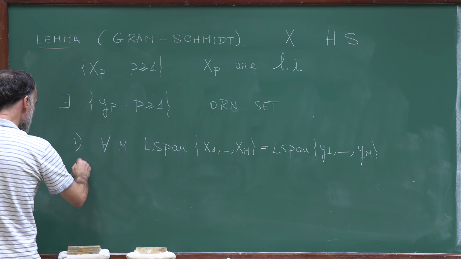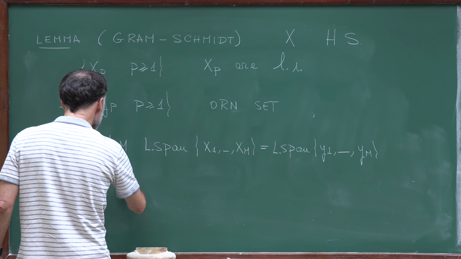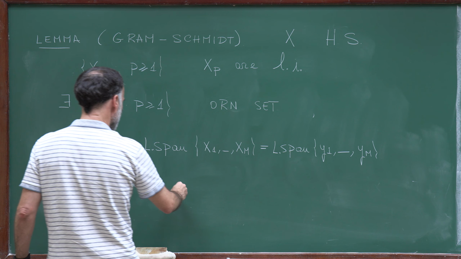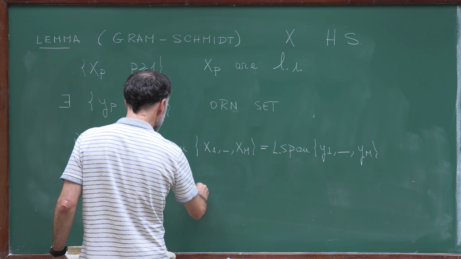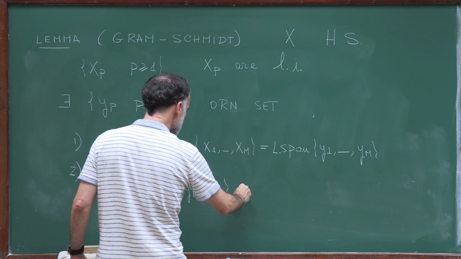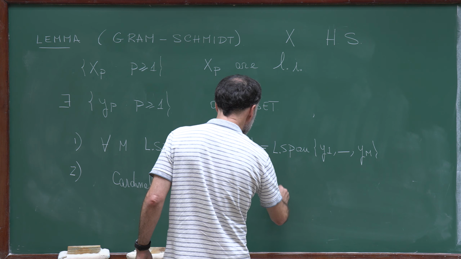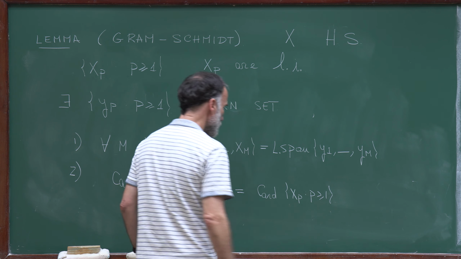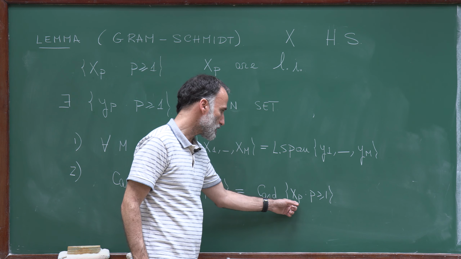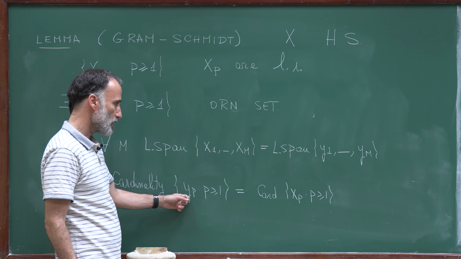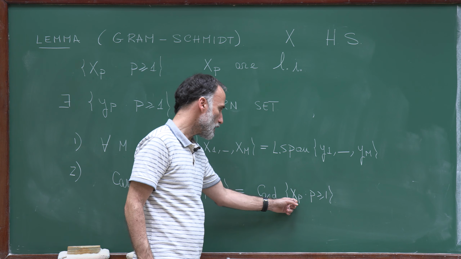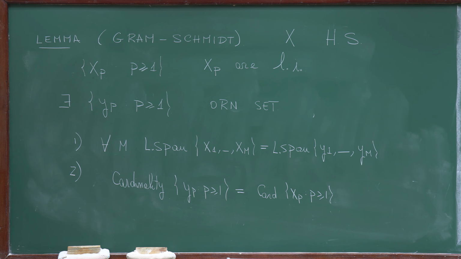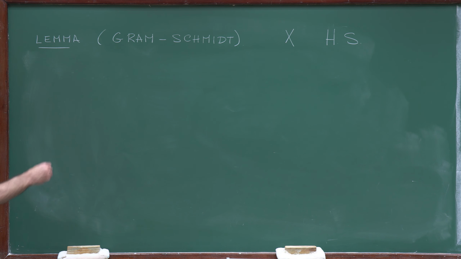And then second, I also claim that the cardinality of y_p is equal to the cardinality of x_p. So if this is a finite set which has m elements, this is a finite set which has m elements. If this is a countably infinite set, this one is also a countably infinite set. So I will prove this lemma now. The proof is by induction.